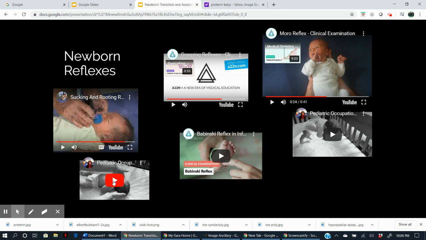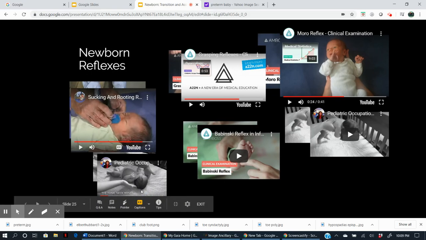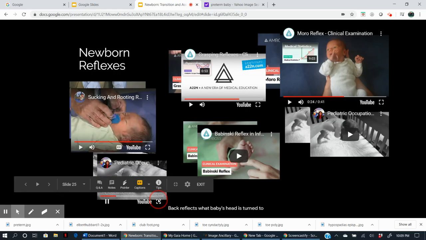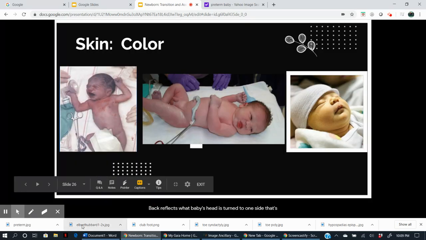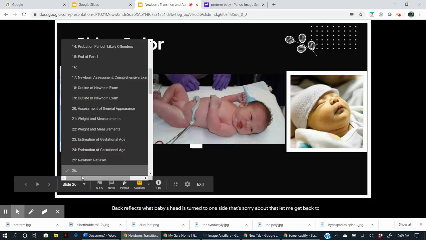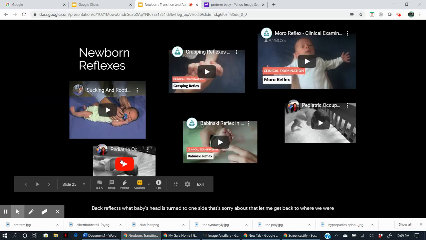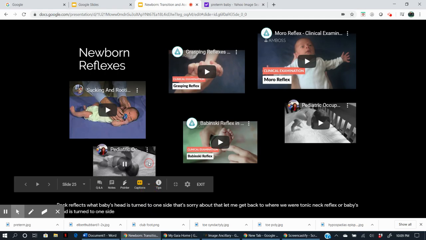And next we're going to do the tonic neck. Let's do that one. Tonic neck reflex. When baby's head is turned to one side... Oops, sorry about that. Let me get back to where we were. Tonic neck reflex. When baby's head is turned to one side, the arm will... I'm going to try and get that bigger for you.